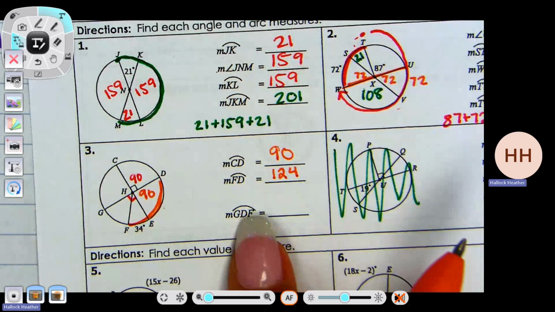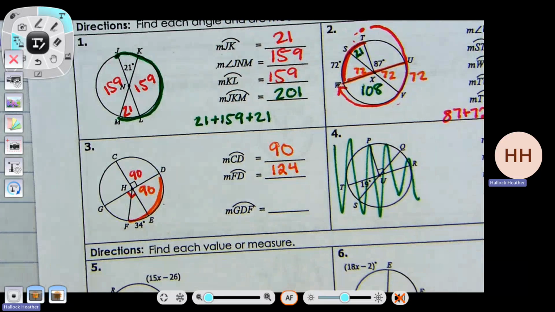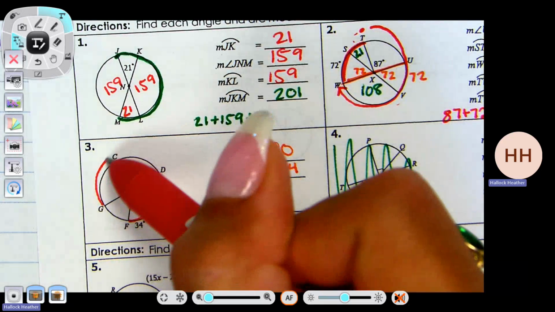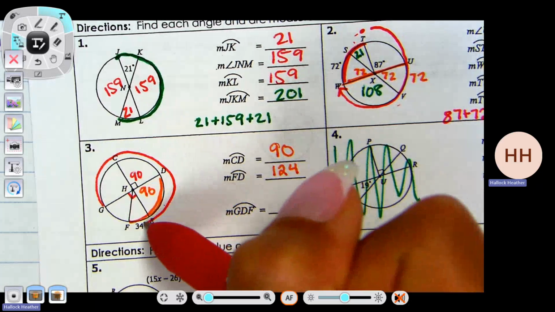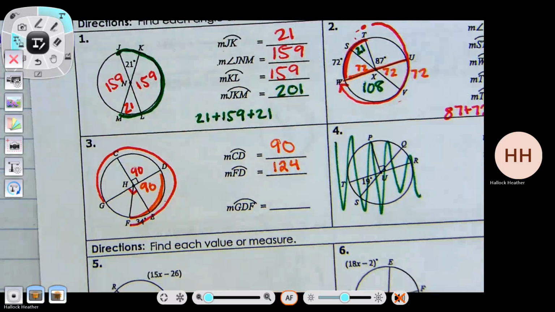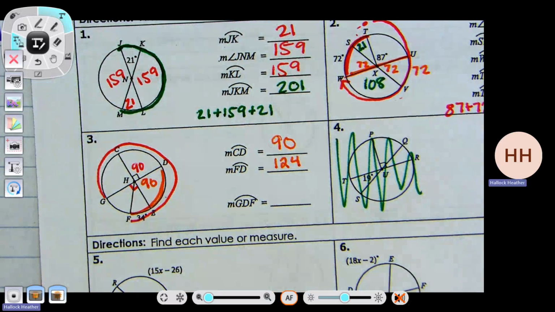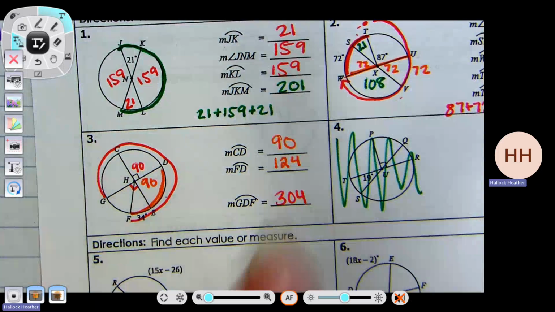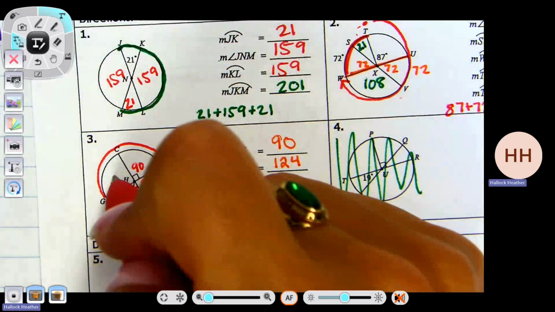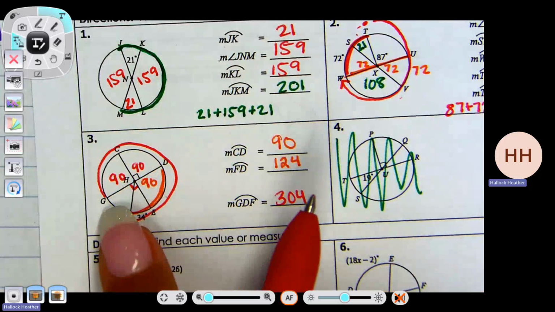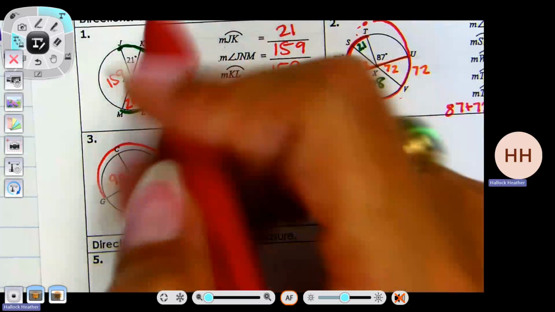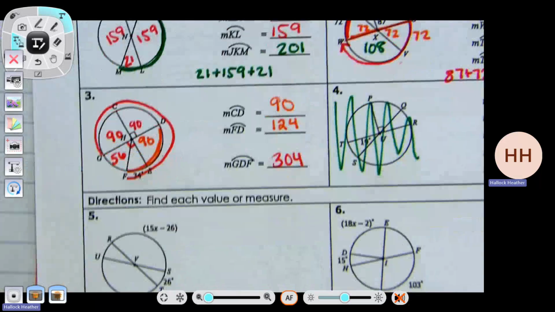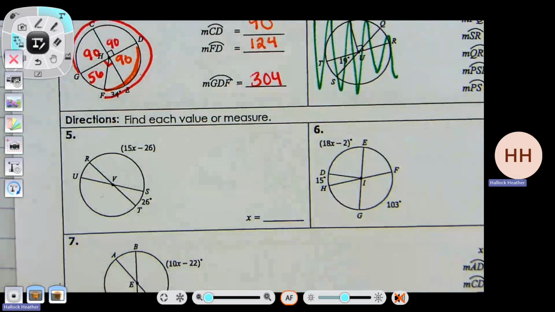Okay, then you have GDF, which starts at G, goes to D, and ends at F. 304. Okay, because this is 90, this is 90, this is technically 90. How much was this little piece of pizza that wasn't there? 56. Okay.